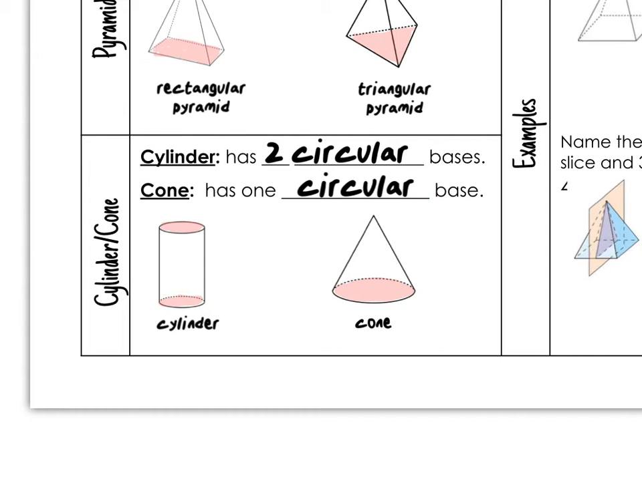Here I colored it in red. And label each shape. So a cylinder, again, will have two circular bases, and they're going to be parallel to each other. And a cone will only have one, where opposite that circular base, you'll see a point, a little vertex. Pause the video and press play when you're ready to continue. Please pause now.